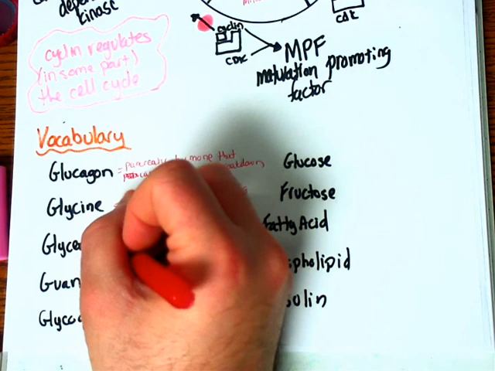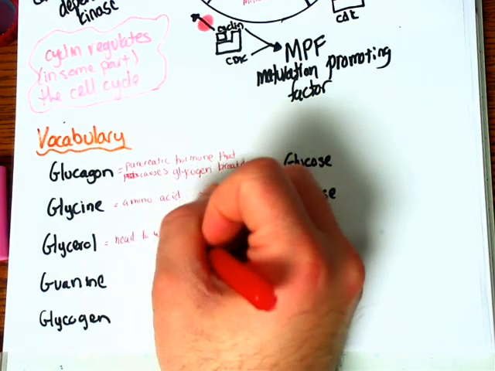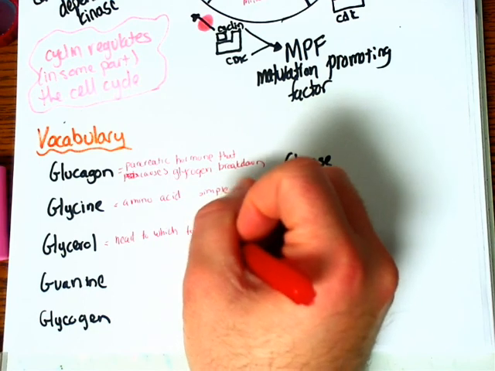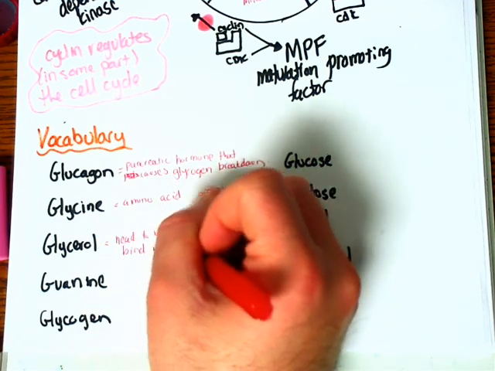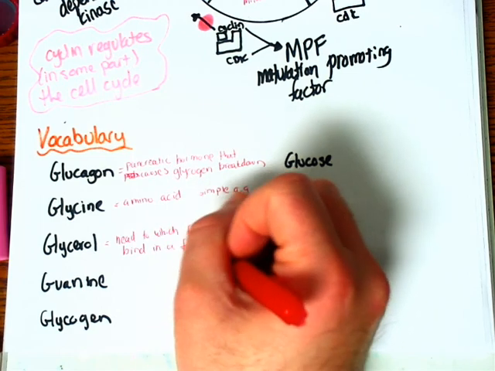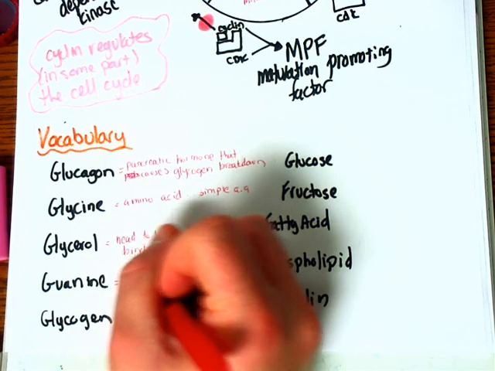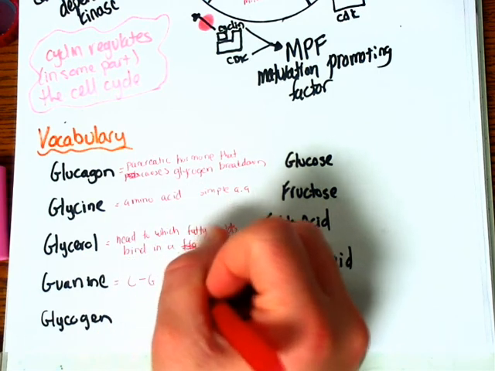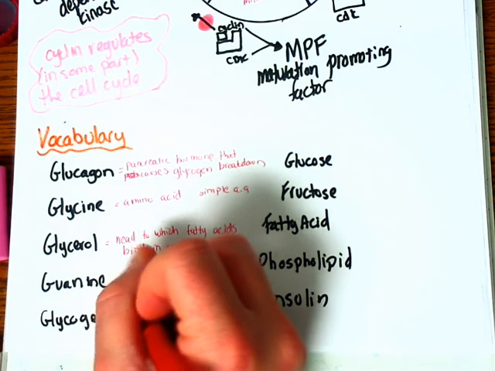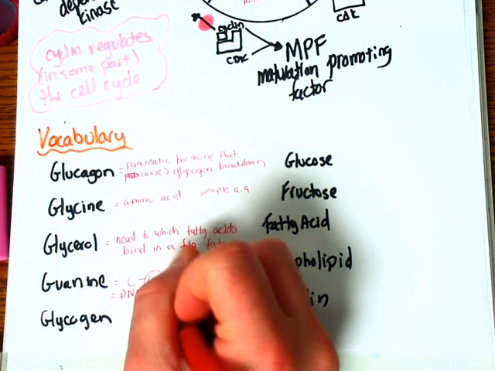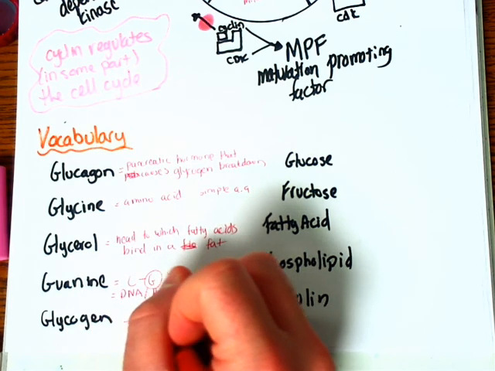Glycerol, that is the head to which fatty acids bind in a fat, and I'll show you that in just a second. Guanine, like as in C to G and then T to A, guanine is the G there. It's a DNA base and also an RNA base because it's in both of them. Glycogen, of course, that is the glucose polymer.